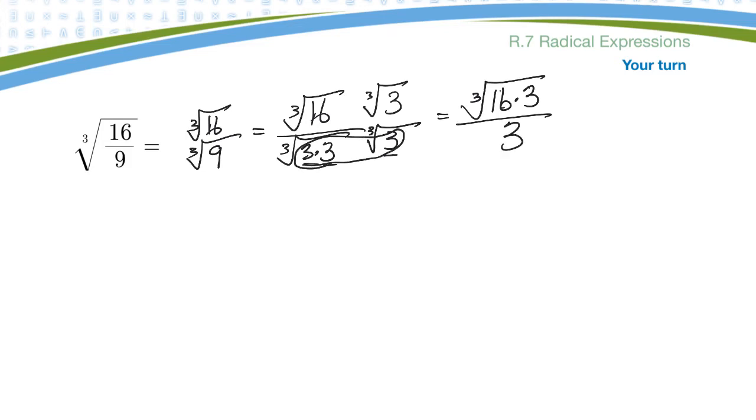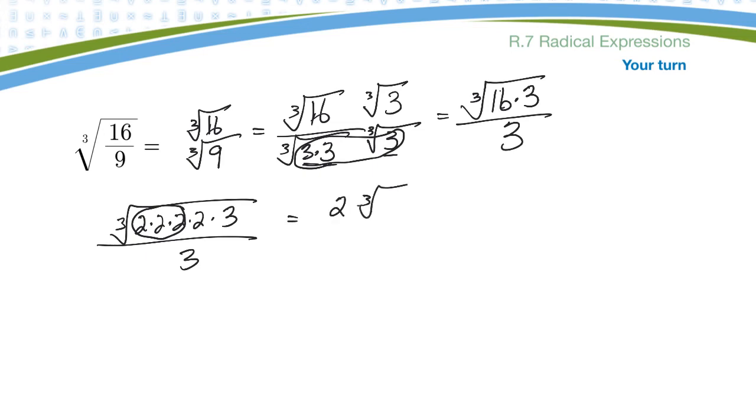Now I left the 16 times 3 on the top because I think I can simplify that some more. So 16 is the same thing as 2 times 2 times 2 times 2 times the 3, all over 3. You see the 3 2's right there? I can bring 1 2 out, and inside I'll be left with a 2 times 3, which is 6, over 3. Okay, so that's rationalizing if you have a monomial.